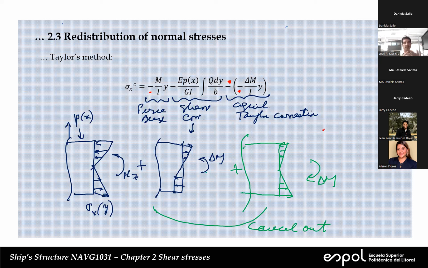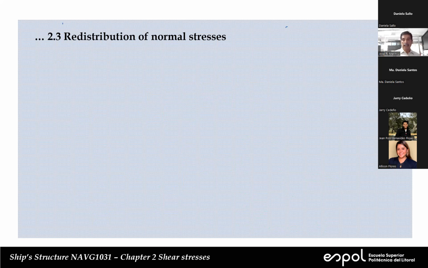So we have three expressions. One is for the normal stress following pure bending. The other one comes from the fact that the shear strain produces some axial distortion of the section, and that produces a change in normal stress. And the last one comes from Taylor's theory, saying that when we integrate the full expression, we need to recuperate the bending moment on the section. That's the last one here, okay? So let's complete this part by starting the example, okay?